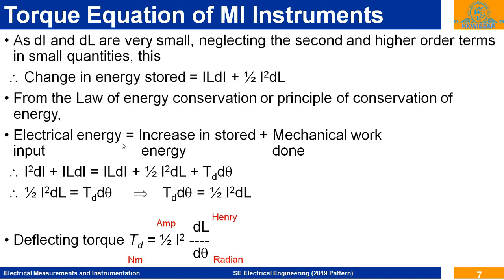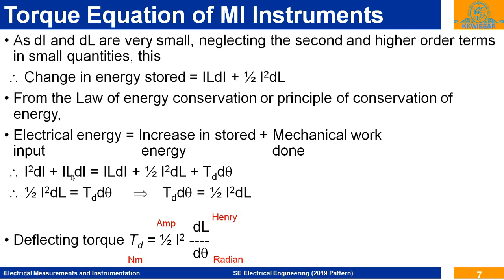So what is the electrical energy? I square L di plus IL di, which is equal to the increase in the energy, IL di plus 1/2 I square dl, plus the mechanical work done, torque multiplied by deflection, Td d theta. Now after simplification of this equation, we get 1/2 I square dl is equal to Td d theta.